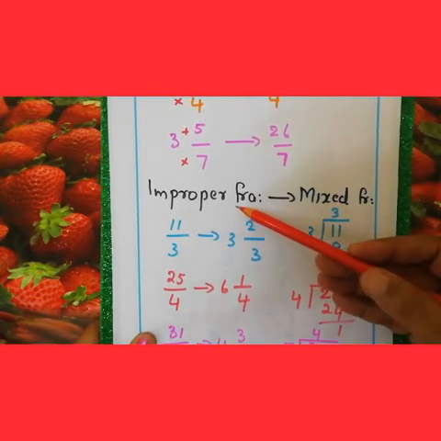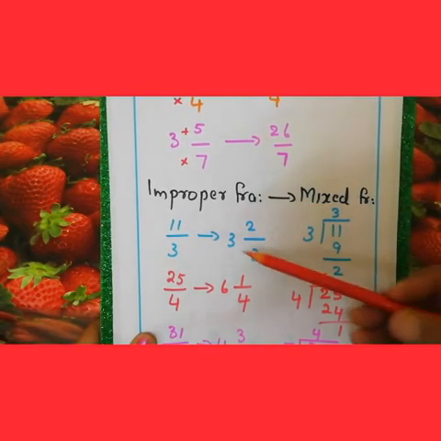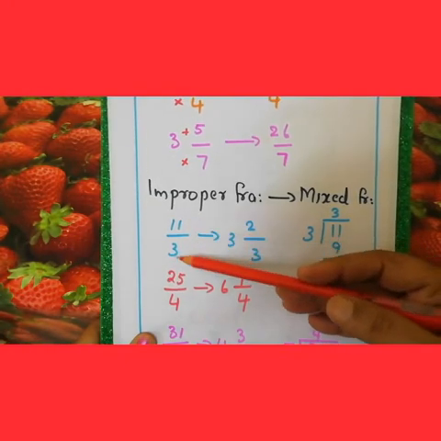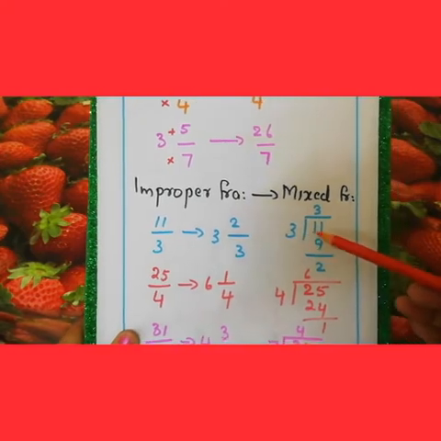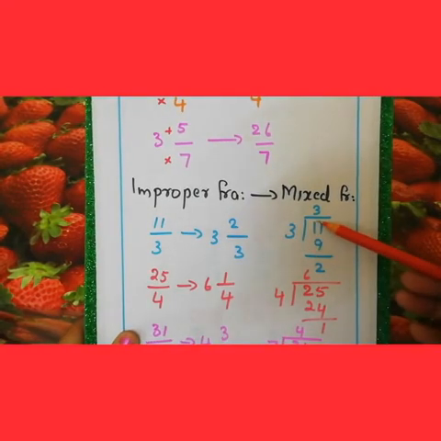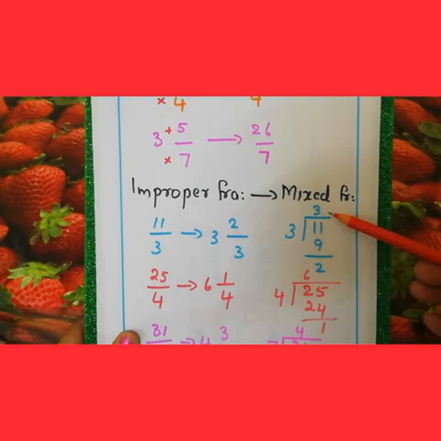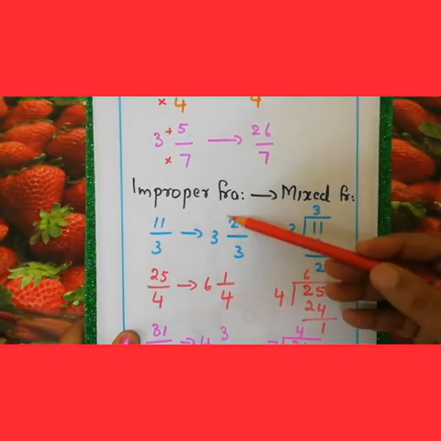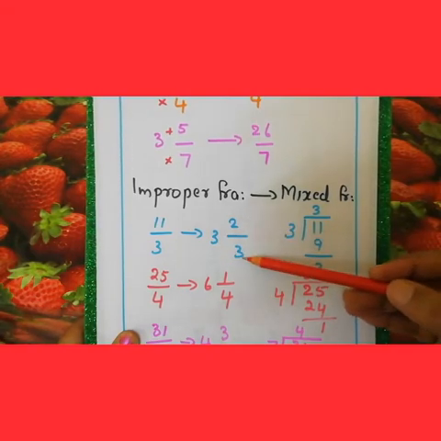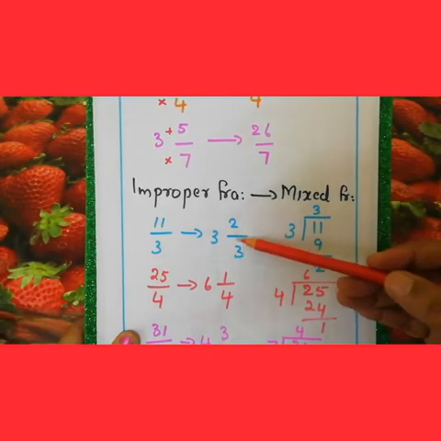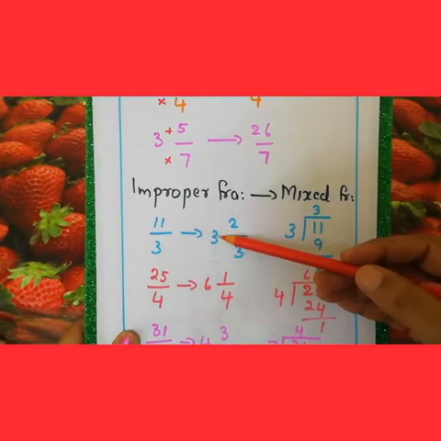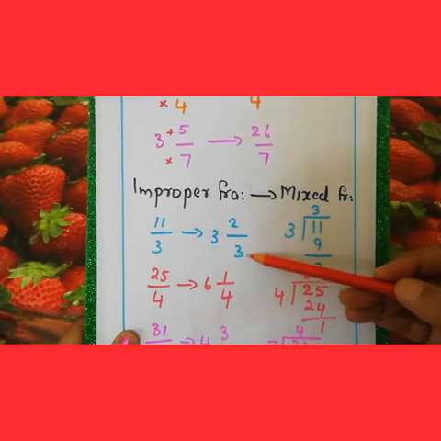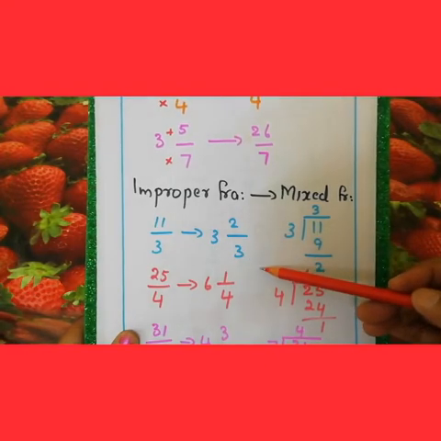Next is the reverse case, that is, improper fraction into mixed fraction. So 11 by 3 is an improper fraction because the numerator is greater than the denominator. Then divide it. Actual division: 11 by 3, you will get quotient 3, remainder 2 and divisor 3. So this is the pattern: 3, 2 divided by 3. So here the quotient will be the whole number part, the remainder will be the numerator and the divisor will be the denominator. Okay.